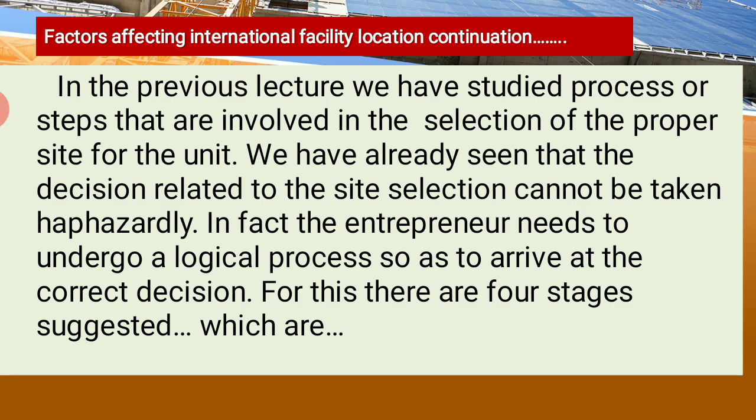In the previous lecture, we studied the process or steps involved in the selection of a proper site for the unit. We have already seen that the decision related to site selection cannot be taken haphazardly. In fact, the entrepreneur needs to undergo a logical process so as to arrive at a correct decision. For this, there are 4 stages.